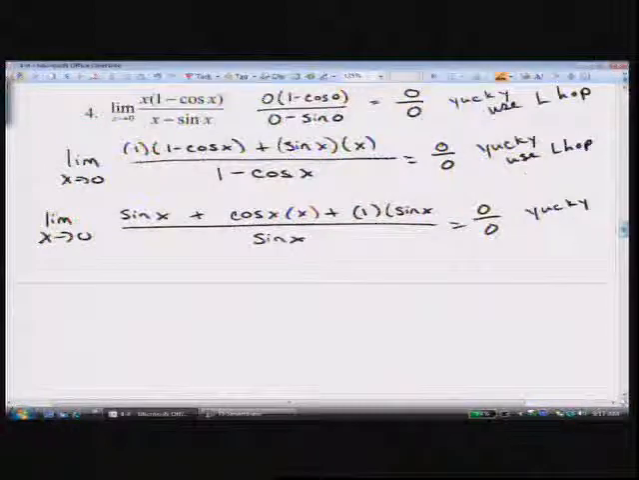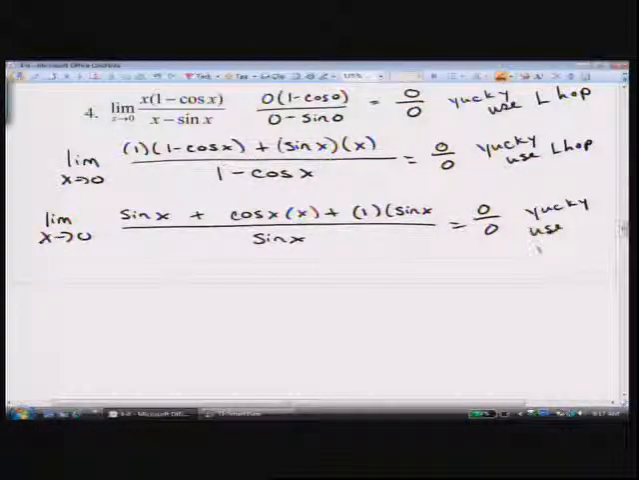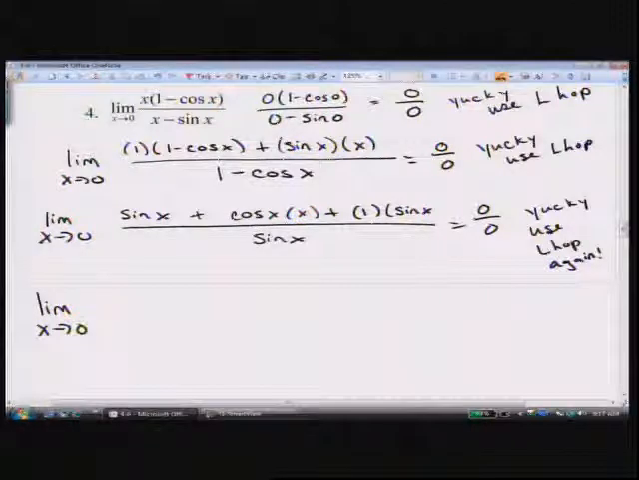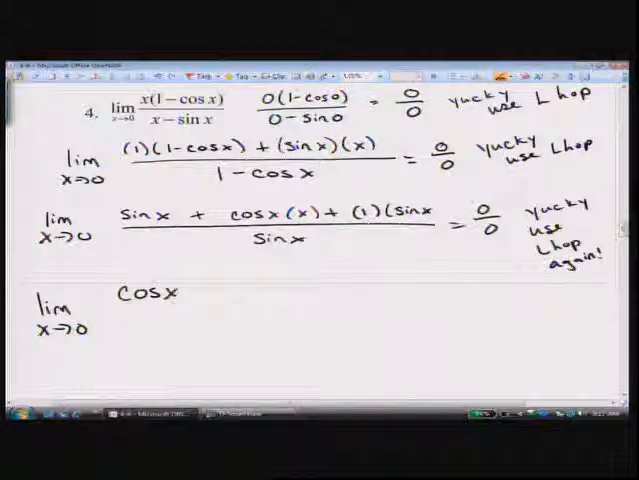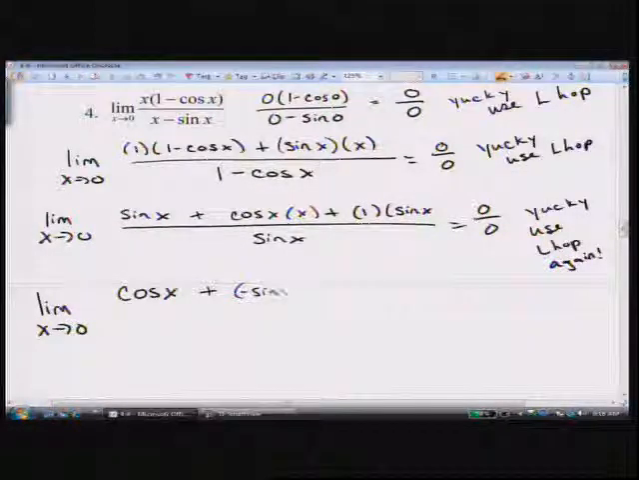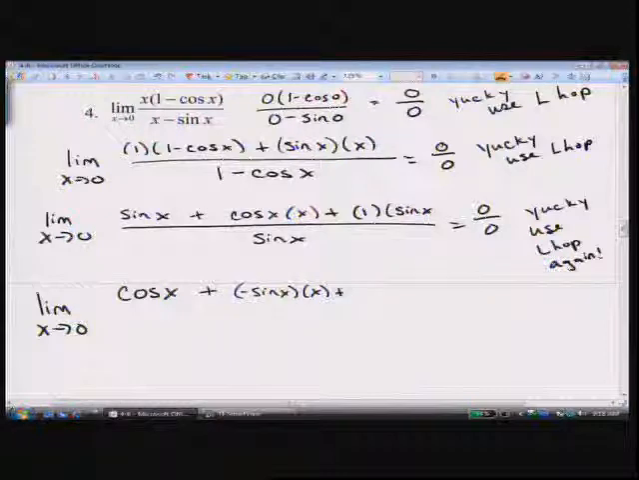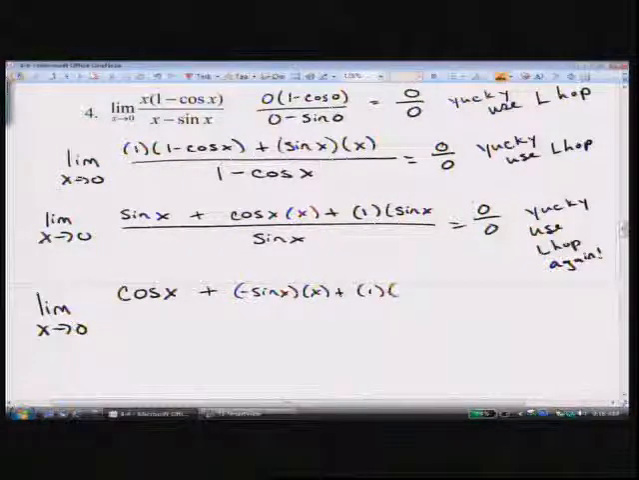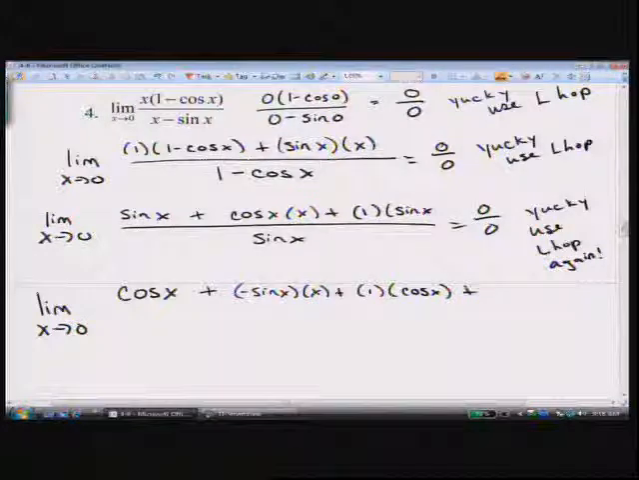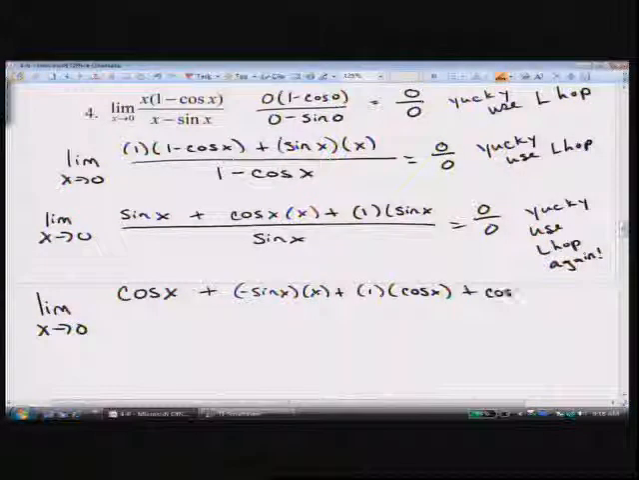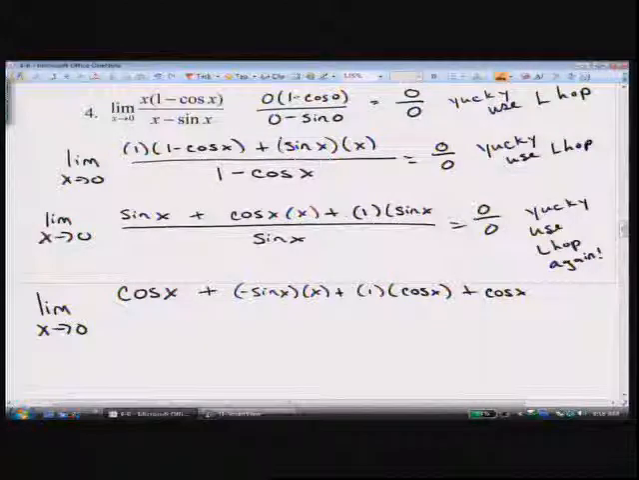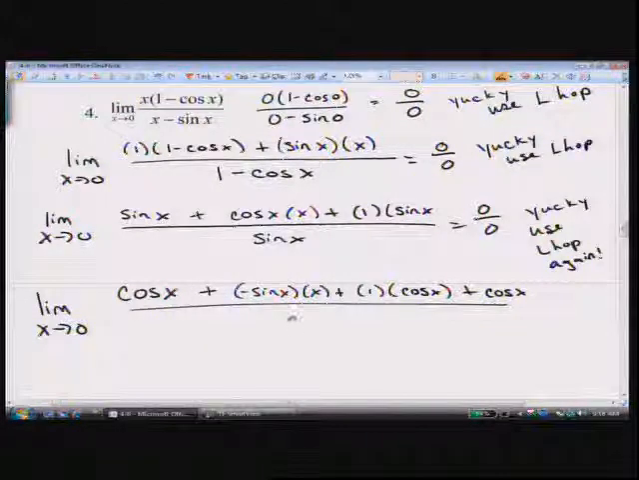Okay, so let's try to use L'Hopital again. Isn't that exciting? I know. Okay, so what's the derivative of the sine? The derivative of sine is actually positive cosine plus, all right, the derivative of cosine is negative sine times x plus the derivative of x, which is 1, times this, plus the derivative of the sine, which again is cosine. I guess I could have put 2. I could have grouped those, but I didn't. Sorry. All over the derivative of sine, which is cosine.